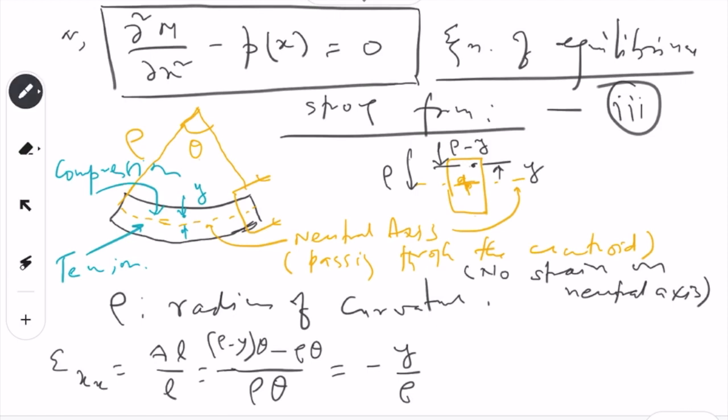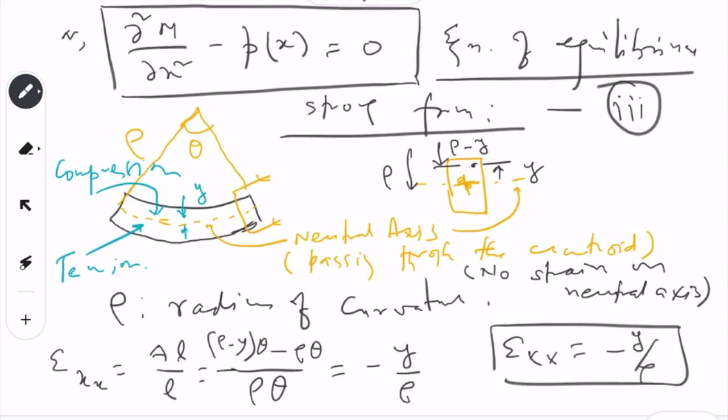Okay, so this is our equation, epsilon xx equal to minus y over rho, and let's call this equation number 4. This is telling us how the strain is related to the radius of curvature and the distance of the point of interest from the neutral axis. This is y. Again, this is just a revision of solid mechanics. We are trying to find the equation itself.